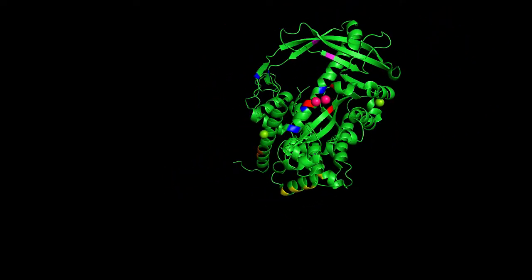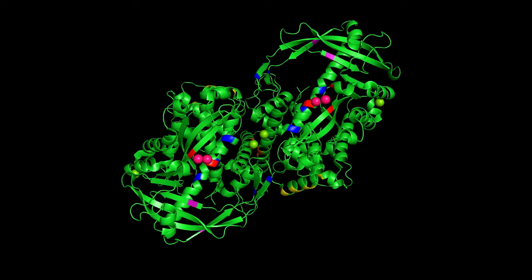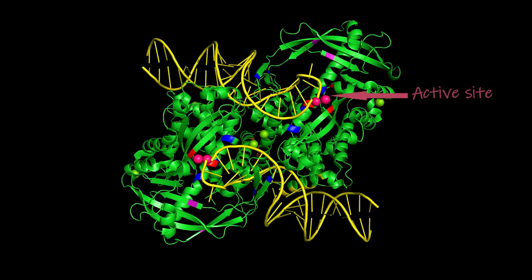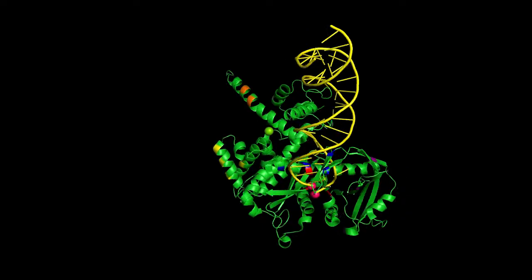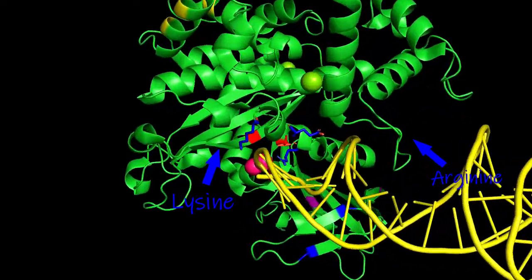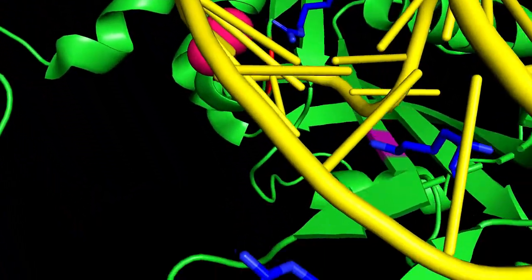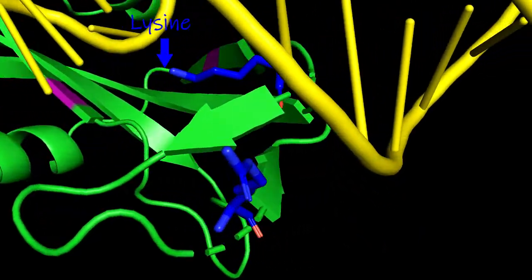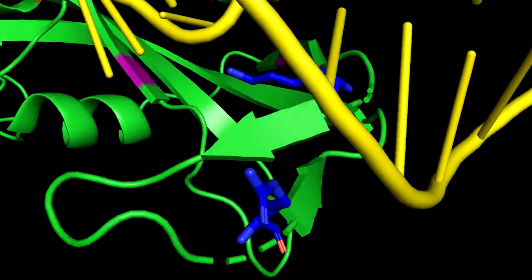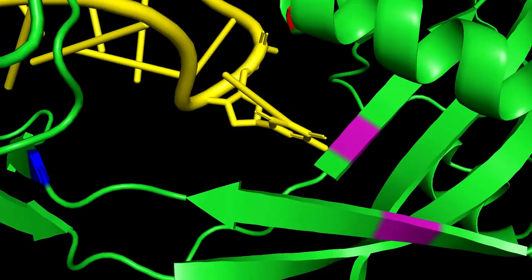The formation of the dimer causes the DNA held by each monomer to intrude into the active site of the opposite monomer, forming several contacts between the protein and DNA. Multiple positively charged arginines and lysines contact the negatively charged phosphate groups of the DNA, holding it in place.